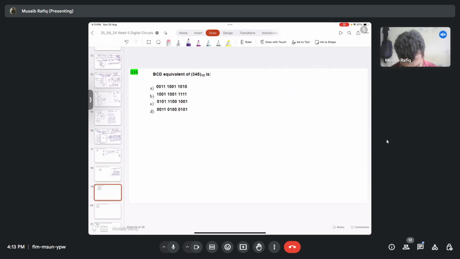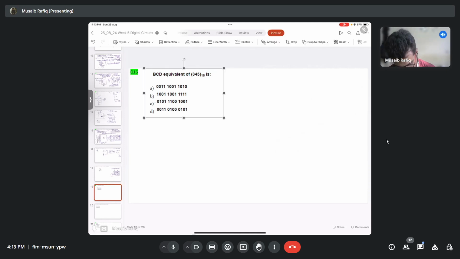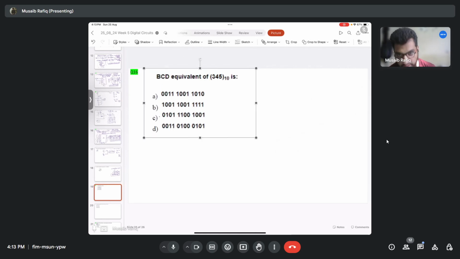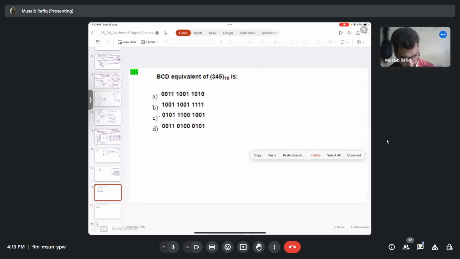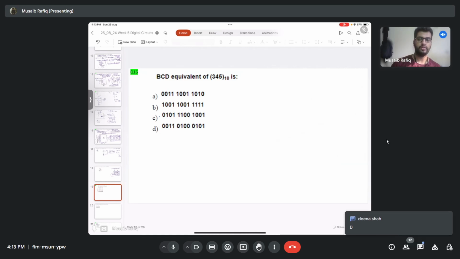Now I have this question for you guys. Please do it at your place and then write the answer in the chat box. The question asks us to find the BCD equivalent of 345, where 345 is the decimal number and you need to find its BCD equivalent. Do it. And let me just take a couple of minutes break and then we can resume.